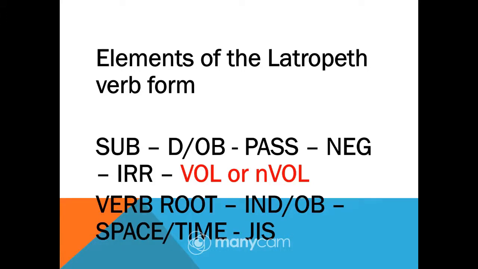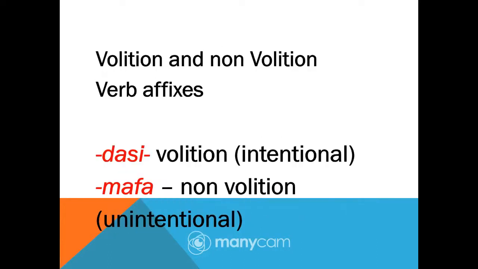And again, what we're going to look at in this video are volition and non-volition markers in the verb. So I've got them in red here. Volition and non-volition markers, what are they? You've got dasi, which represents volition, and mappa, which indicates non-volition. Volition meaning it's intentional, mappa meaning it's unintentional.